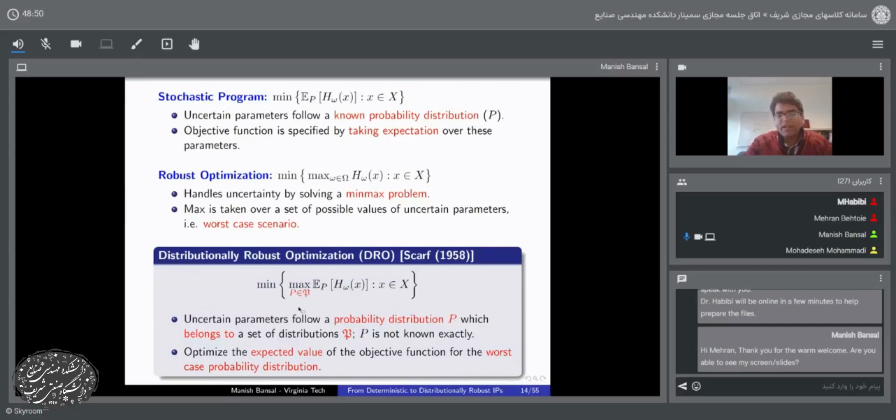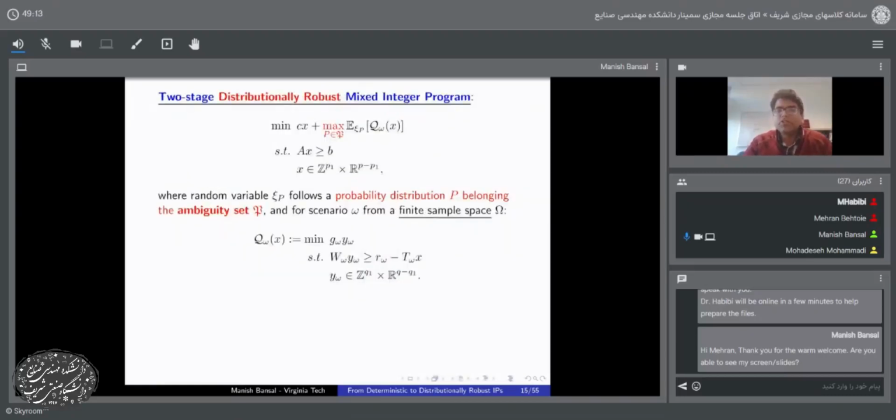And the objective is to optimize this expected value of the objective function for the worst case probability distribution. Okay, so the expectation is coming from stochastic, and the min-max framework is coming from robust optimization. So this aspect can be combined with two-stage stochastic mixed integer programs, thereby leading to two-stage distributionally robust mixed integer programs. Where in the first stage, we have this Cx plus, we are maximizing this expectation where the max is done over this set of distributions referred to as ambiguity set.